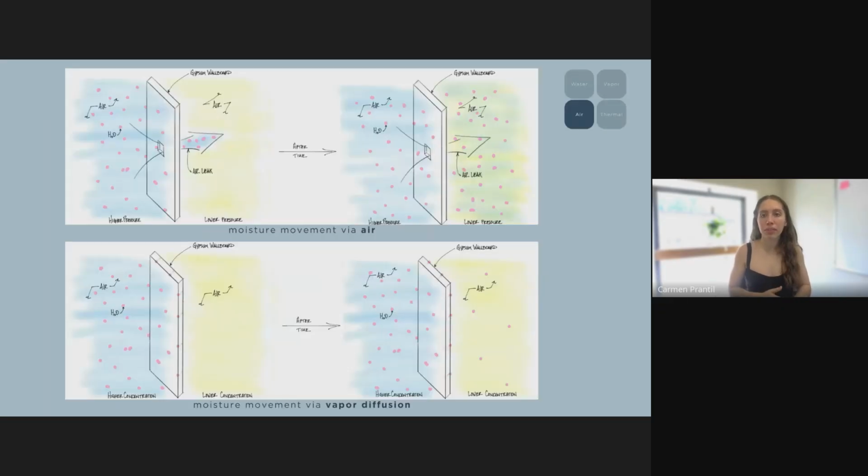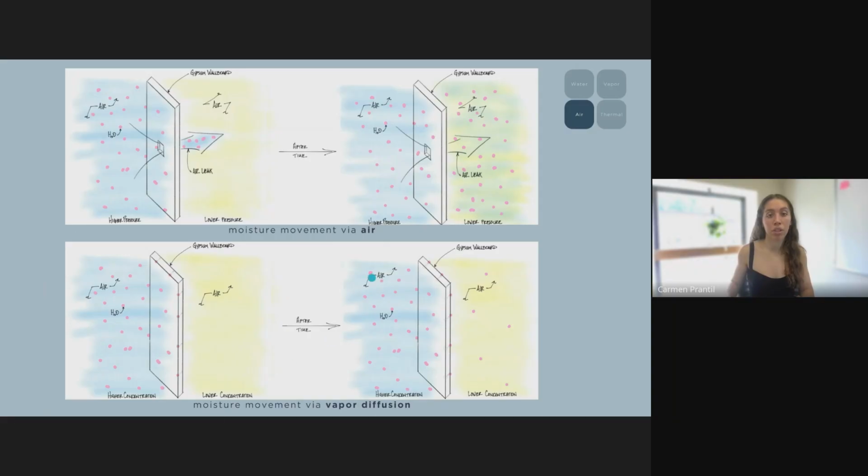So as I mentioned previously, the reason that we care about air is because air carries moisture. And in order for air to carry moisture, unlike vapor diffusion, which we call kind of the ghost of moisture movement, air needs some sort of void. So we're talking about a discontinuity in the material that is serving as your air barrier. Compared to vapor diffusion, air actually carries a lot more moisture.